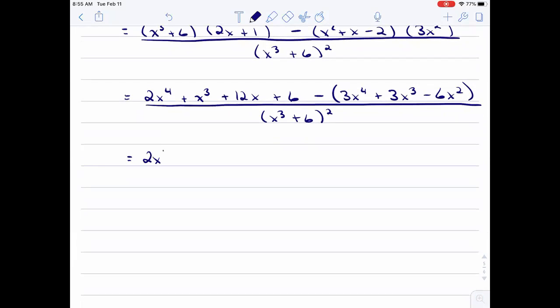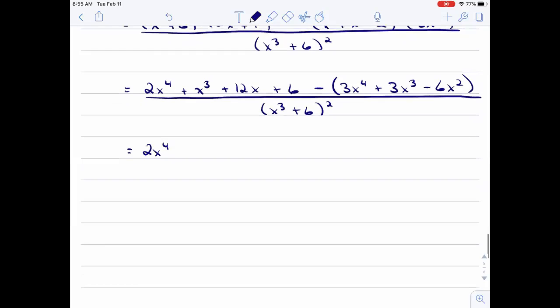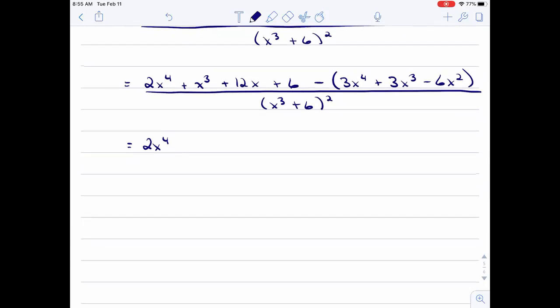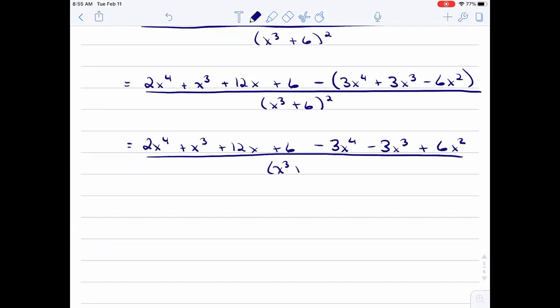And I guess if you're confident in your skills, then fine, you could have skipped that step, but usually I bungle it, so I usually take the extra step, because otherwise, oh man, you don't want to forget a negative. 2x to the 4 plus x to the 3 plus 12x plus 6 minus 3x to the 4 minus 3x to the 3 plus 6x squared all over x to the 3 plus 6 squared. It's coming together.